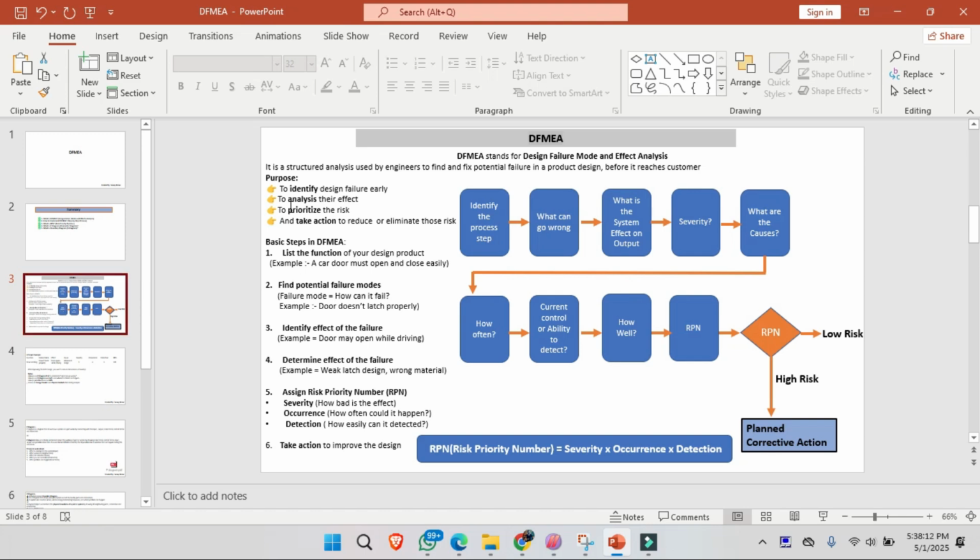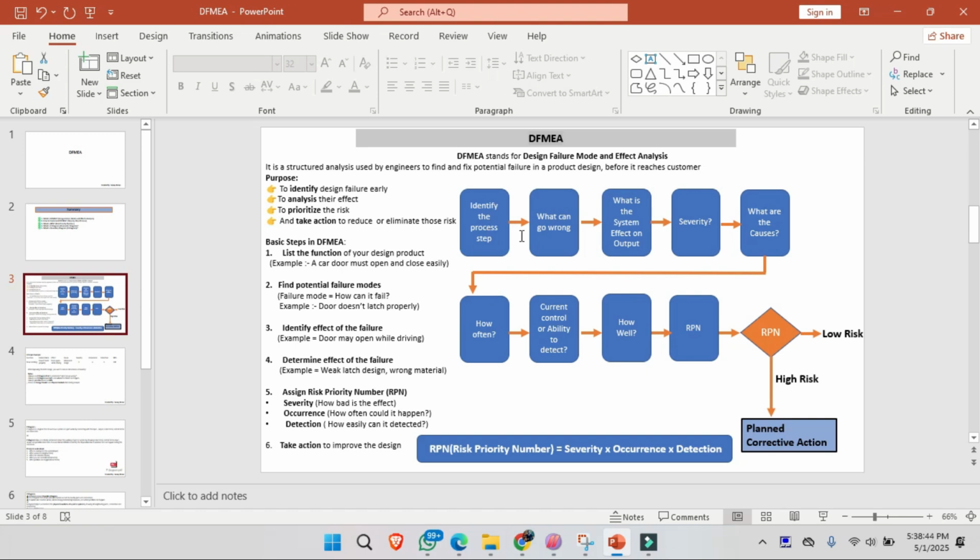So what is the purpose of DFMEA? To identify design failures early, to analyze their effects, to prioritize the risk, and then take action to reduce or eliminate those risks. I also represent the purpose in a chart, so you can see here. So now we are discussing step by step.